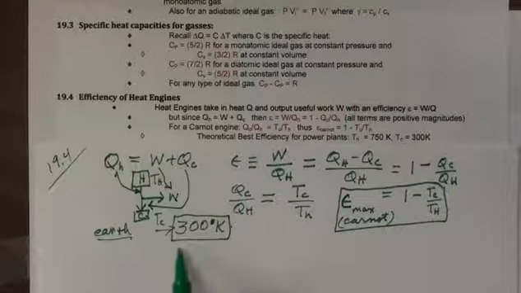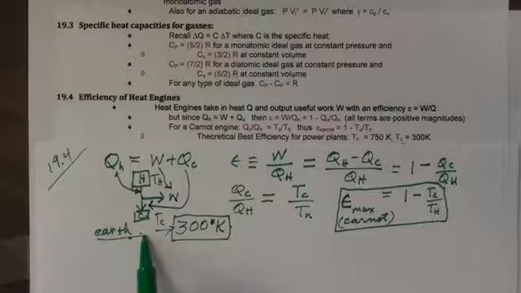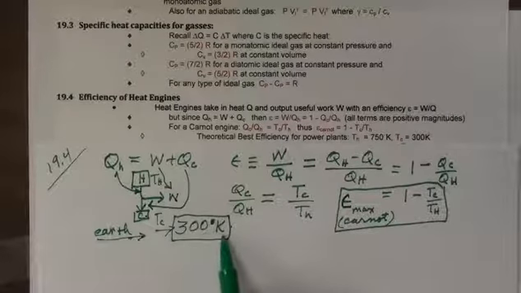Remember, outer space is about 2.7 degrees Kelvin. But if we're going to do this process on Earth, then we've got to get that heat to go somewhere. And where's it going to go? It's going to go into a river or the air or somewhere else.